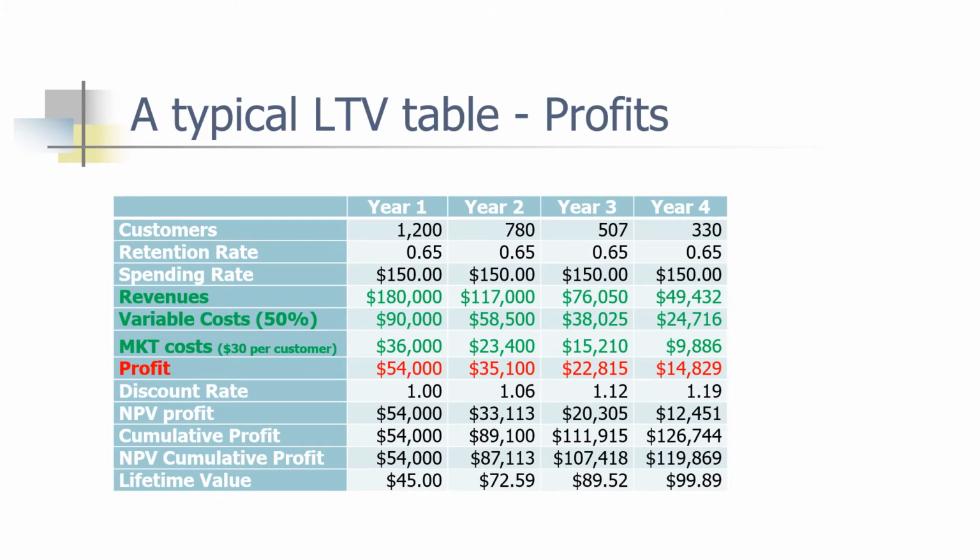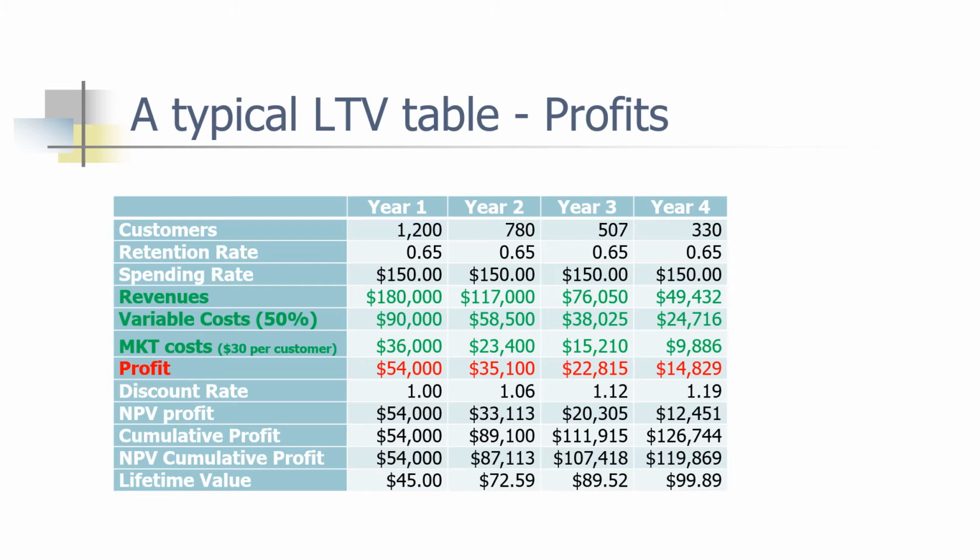Okay, next I have profits. How do I calculate the profit for any particular year? Remember how that story goes? Profit is equal to revenue minus costs. And in this case, I have the revenues, I have the variable costs, and I have the marketing costs. So let's take the first year. The calculation of profit is $180,000 minus 90 and minus 36 for a total of $54,000.